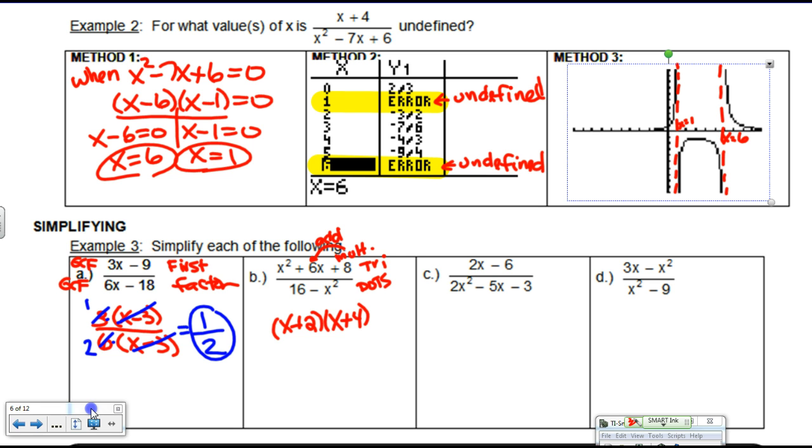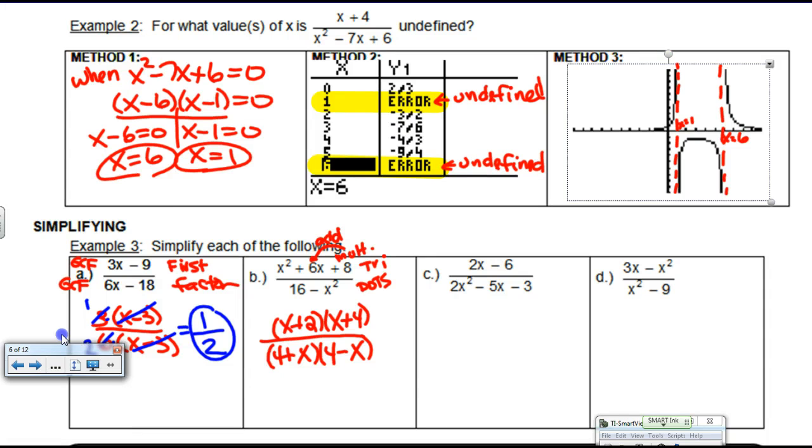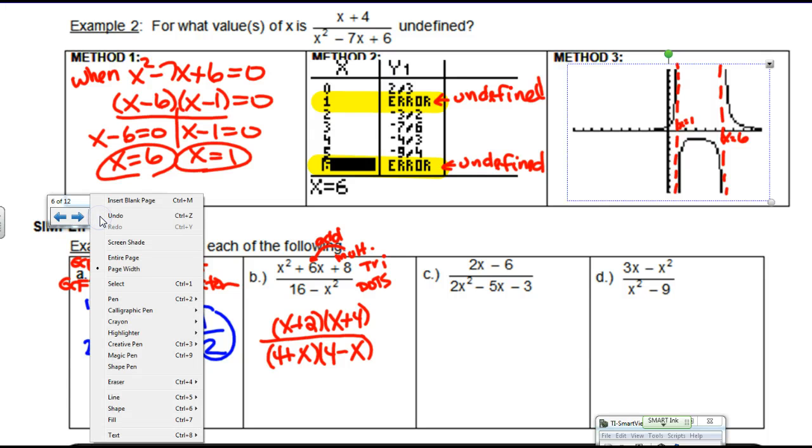The bottom denominator is a difference of squares, and if you recall, that means the difference of two perfect squares. 16 is 4 and 4, and x squared is x and x. You put a plus in one and a minus in the other one. Okay, now right now it looks like there's nothing in common. But we have to go back and remember our properties for adding.